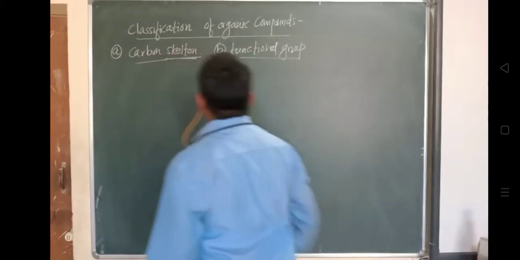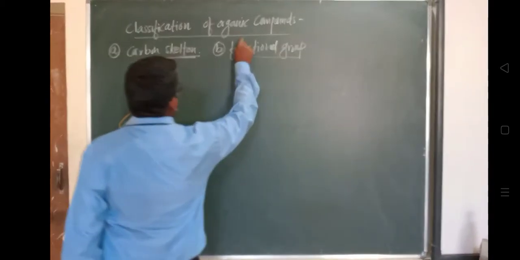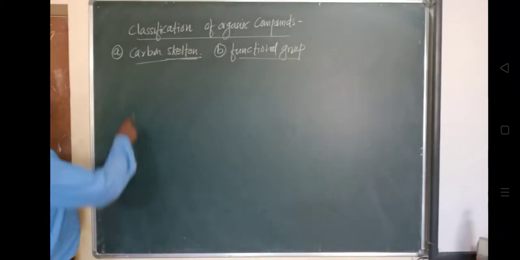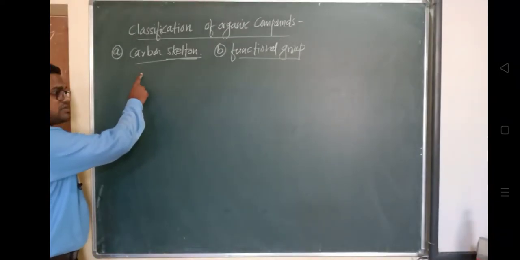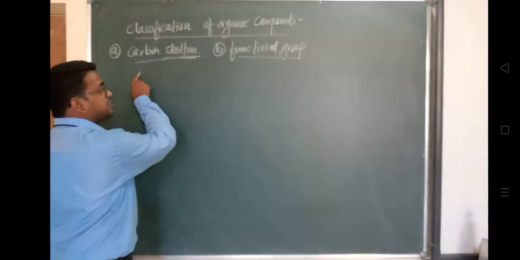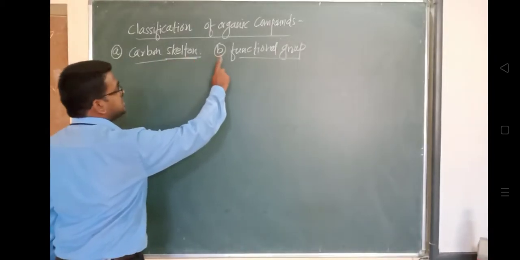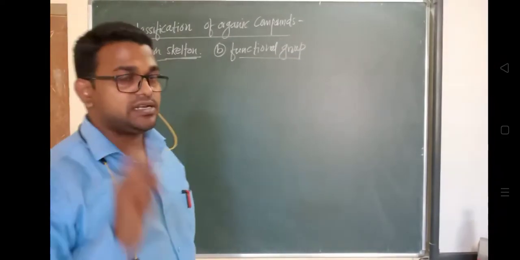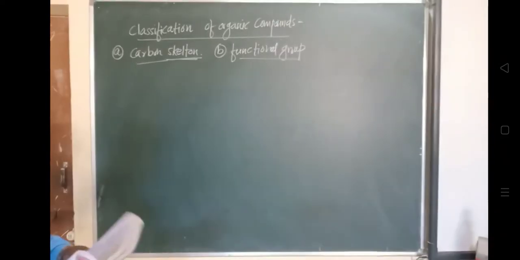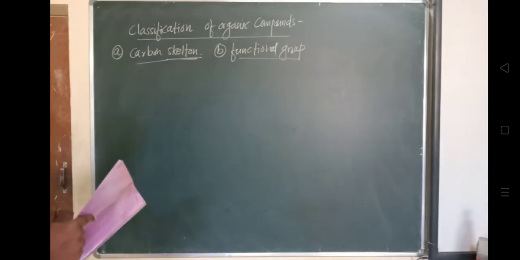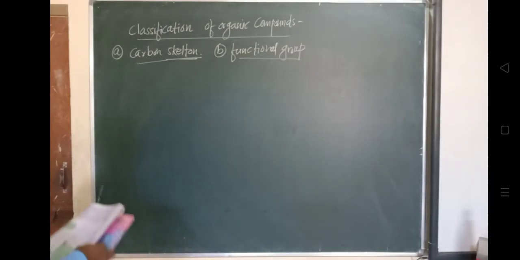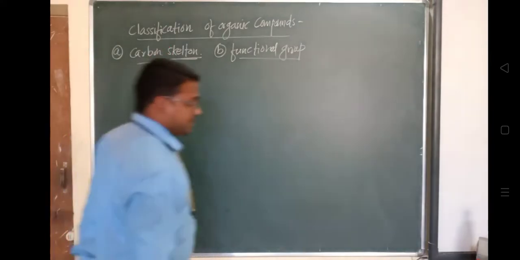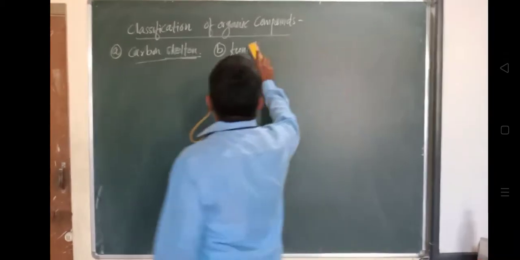So the classification of organic compounds is mainly done on the basis of two categories. The very first one is the carbon skeleton, what kind of carbon skeleton is present, how the carbon atoms are arranged in the structure, and the second one is the functional group, what kind of functional group is present. We'll write the classification first and then see the details of it.